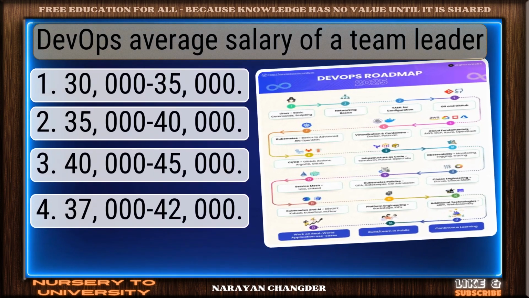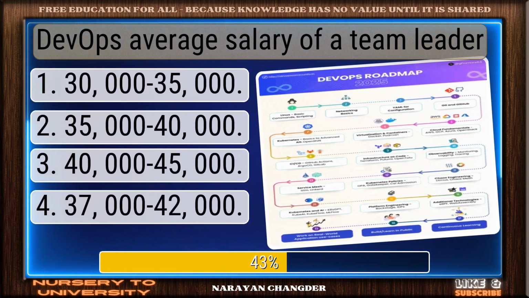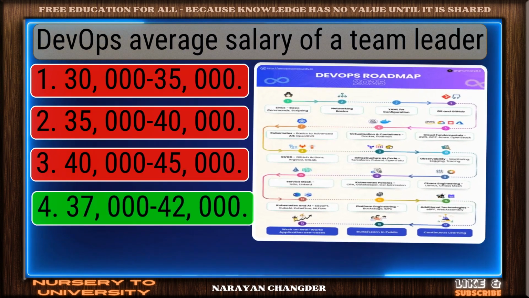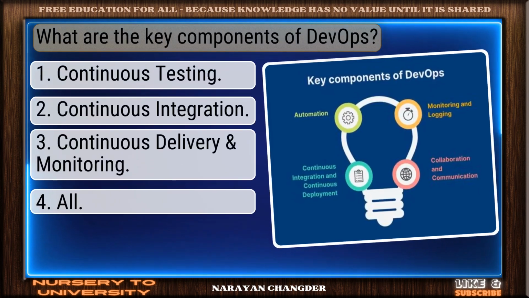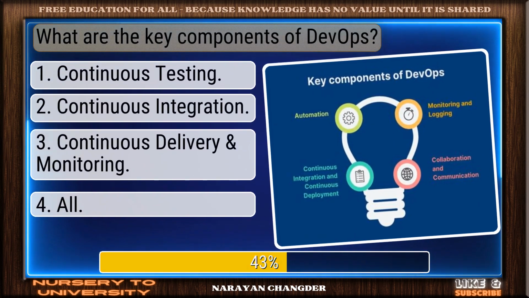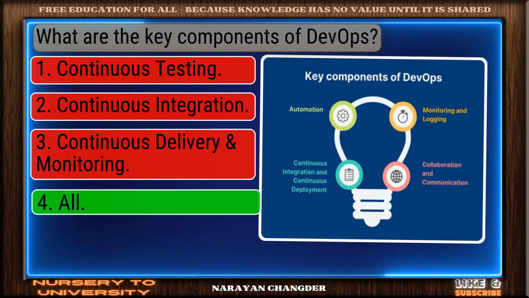Question number 9. DevOps average salary of a team leader. Excellent choice. 37,042 is the right answer. Question number 10. What are the key components of DevOps? Well picked. All is the correct answer.